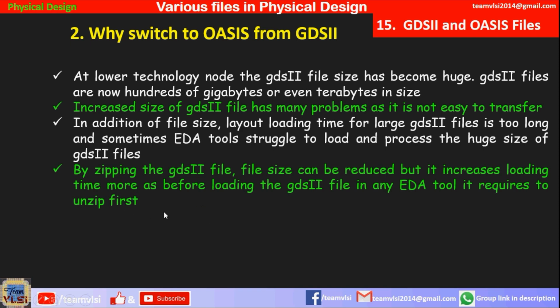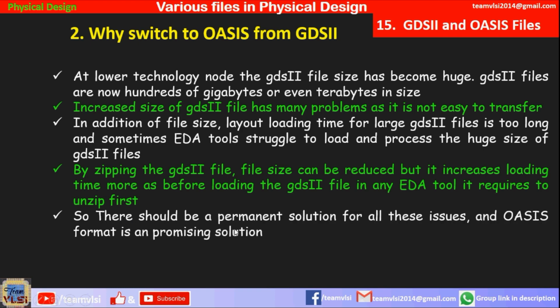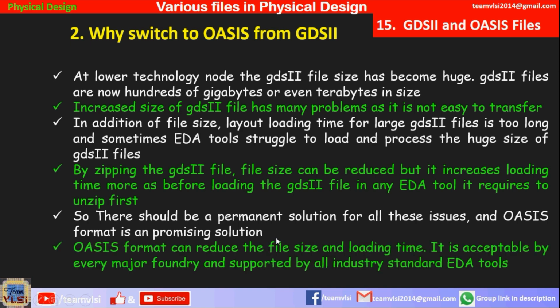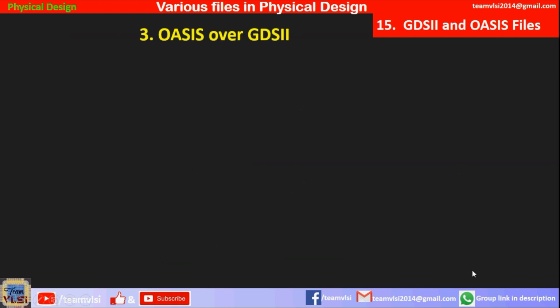So there should be a permanent solution for all these issues, and OASIS format is a promising solution. OASIS format can reduce the file size and loading time. It is accepted by every major foundry and supported by all industry standard EDA tools. Let's see the features of OASIS files over GDS2 files.